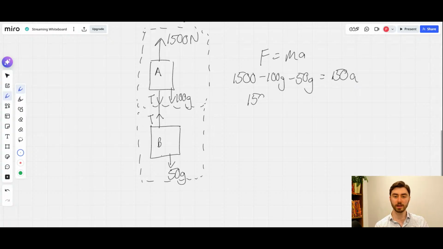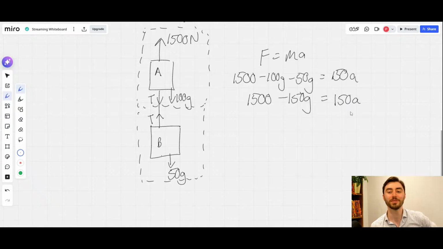This is actually quite nice, because it's so rare that this happens. Mind you, this is not going to be a huge acceleration for the numbers I've chosen at random, but it's nice when they cancel down in a fun way. Because these are all multiples of 150, you get 10 minus G is equal to A, and using 9.8 means that A is equal to 0.2. So we have the acceleration of the full system.